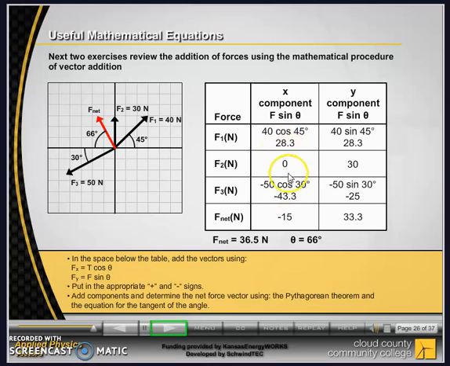Add 28.30 and negative 43.3 to get negative 15. Add 28.30 and 25 to get 53.3. Place these two on the graph. Negative 15, up 53. Pythagorean theorem allows you to get force net, and the angle is measured 66 degrees from the horizon.